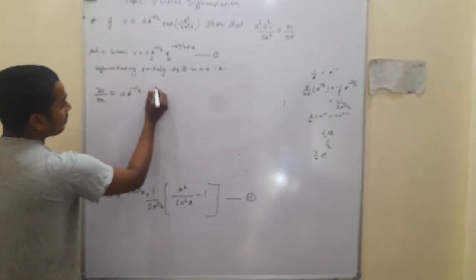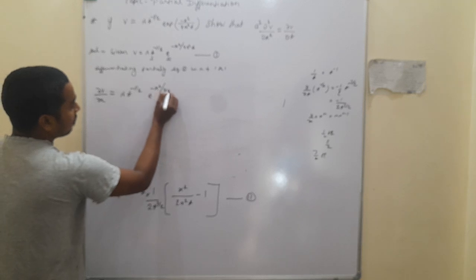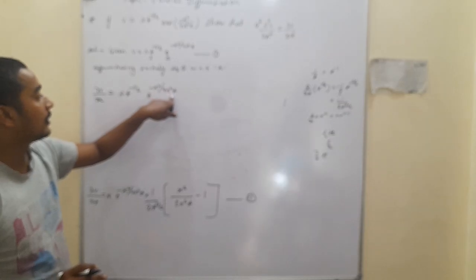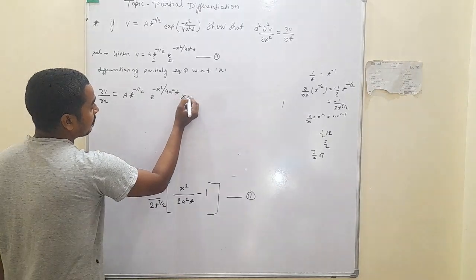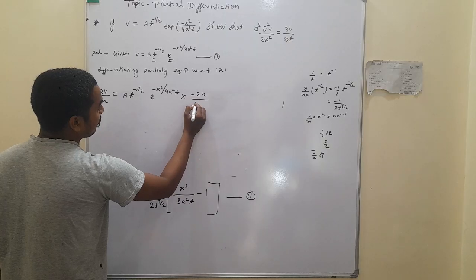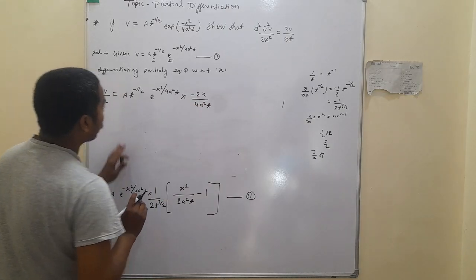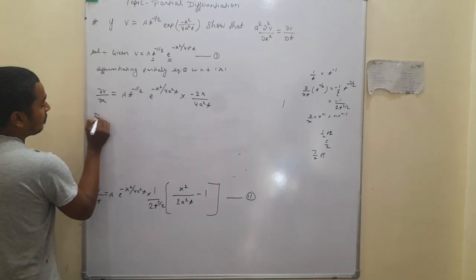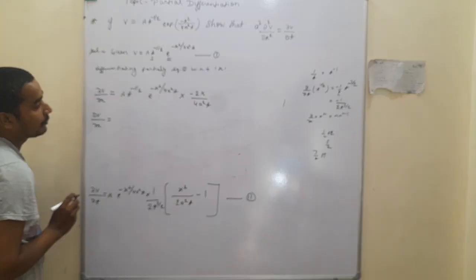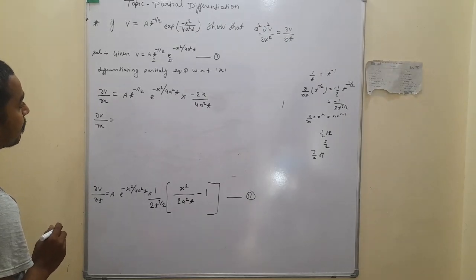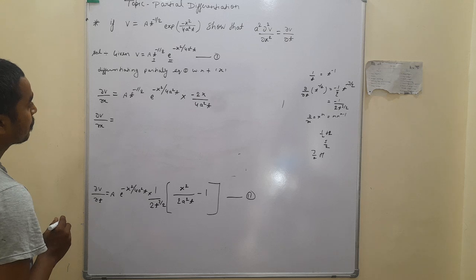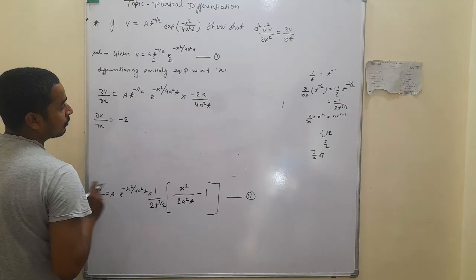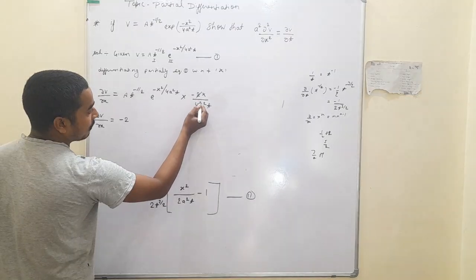This gives e to the power of minus x square upon 4a square into t, and again minus of x square upon 4a square t differentiating with respect to x. This gives minus of 2x upon 4a square t. This is the value of del v upon del x, and from here we have to take common once again. We take common minus of 2, and 2 twos are 4, so we cancel out the terms.